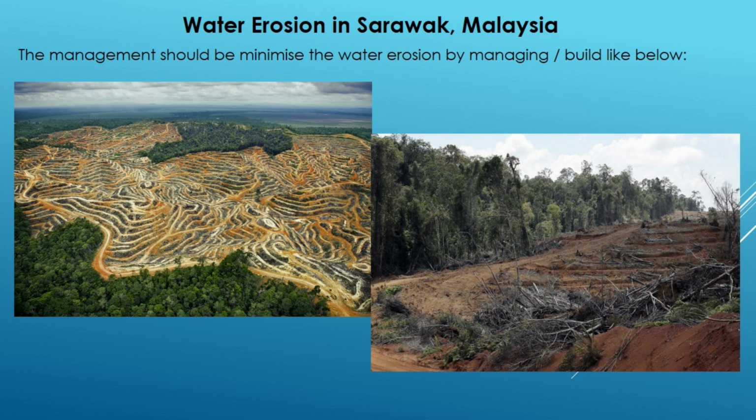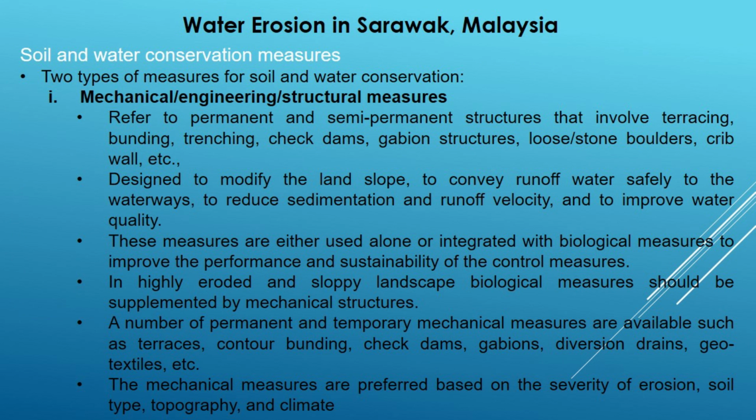Here in this slide we can see the management that should be done to the land, by terracing the land. There are two types of measures for soil and water conservation. Mechanical measures refer to permanent and semi-permanent structures that involve terracing, bunding, trenching, check dams, and so on. They are designed to modify the land slope to convey the runoff water safely to the waterways, to reduce sedimentation and runoff velocity. Besides, they are also used to improve water quality.